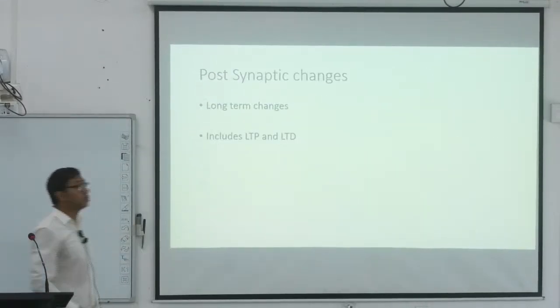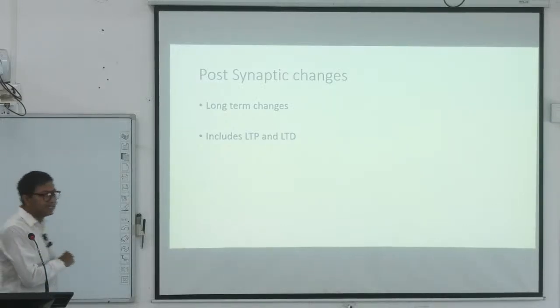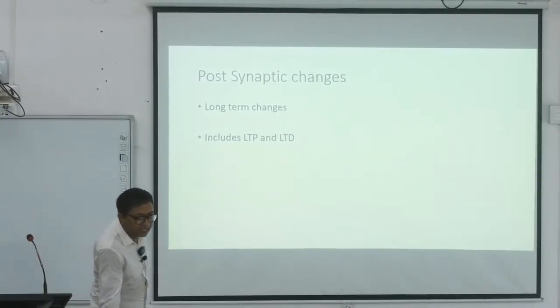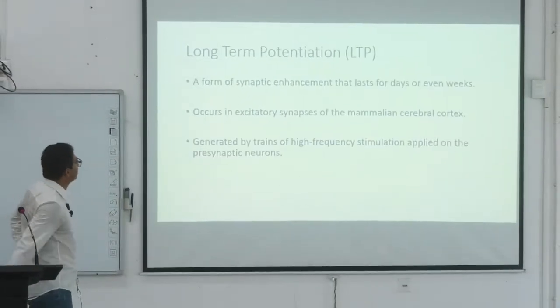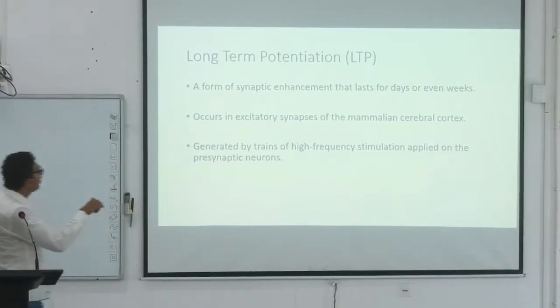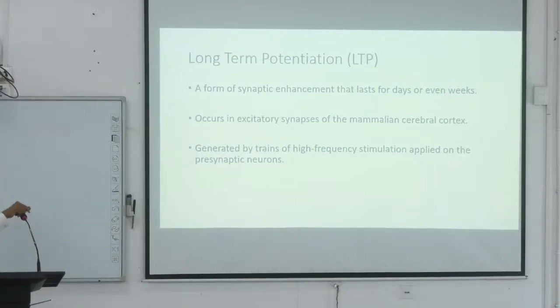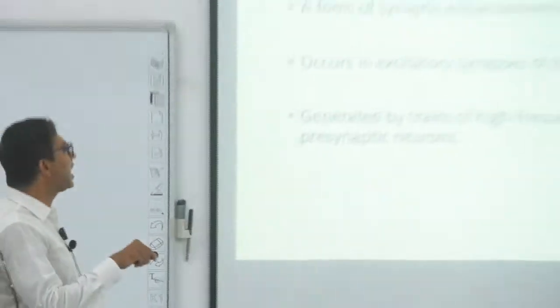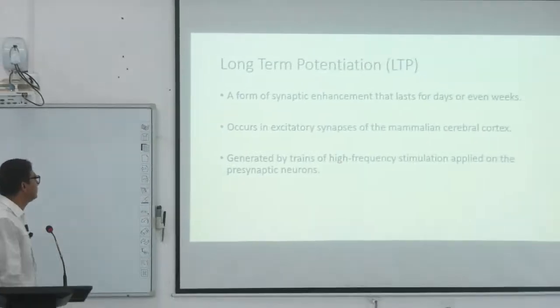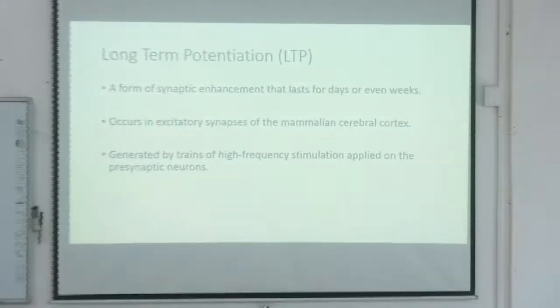Now, postsynaptic long-term changes. Long-term changes include LTP and LTD, that is long-term potentiation and long-term depression. Long-term potentiation, a form of synaptic enhancement that lasts for days or even weeks, occurs in the excitatory synapse of the mammalian cerebral cortex, and it is generated by a train of high-frequency stimulation applied on the presynaptic neuron, right?